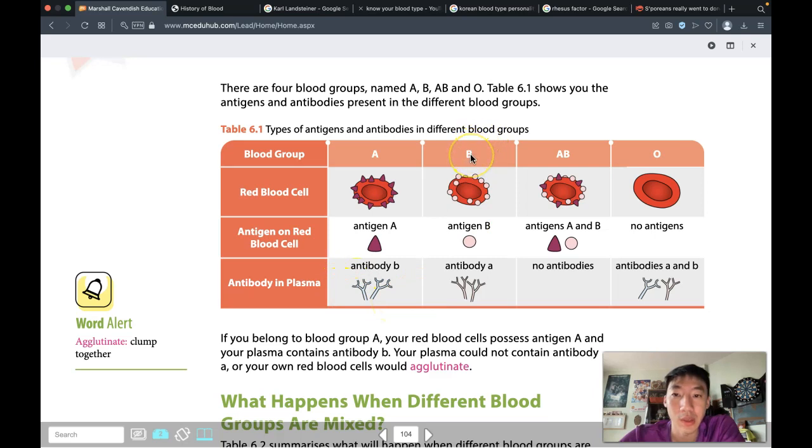A person with blood group B has antigen B on his red blood cells, but his plasma has antibody A. And notice that these two are not the same, right? So they will not react with each other.